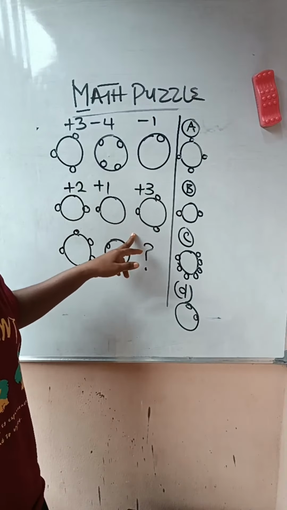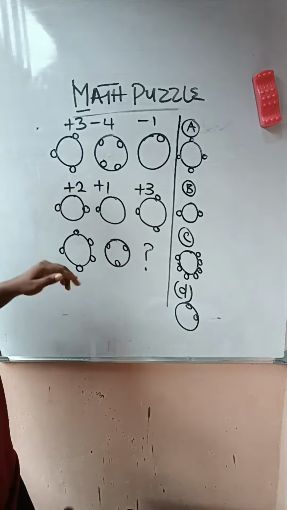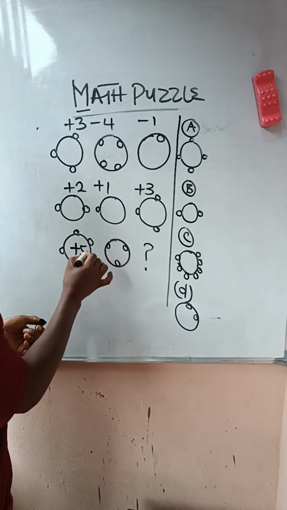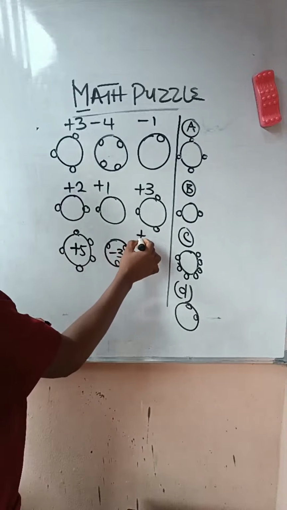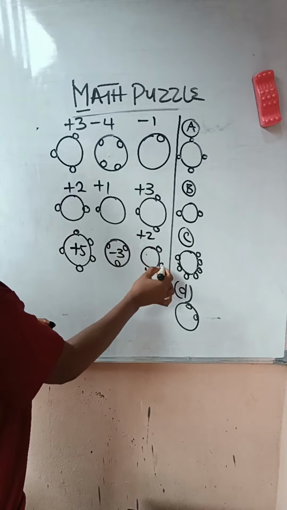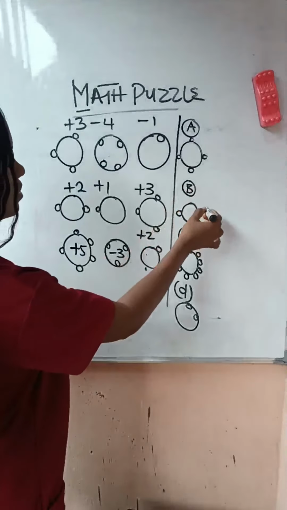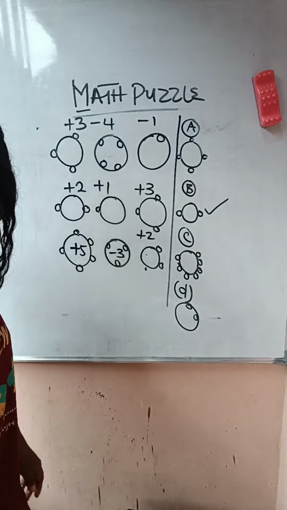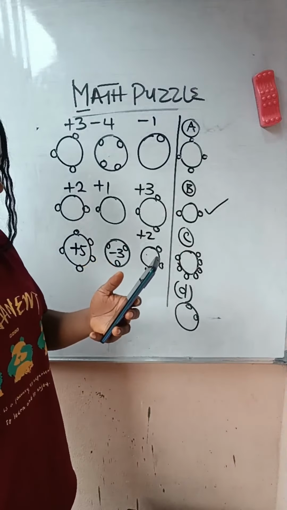Sitting says the answer is B. So that means the 3 should be outside. Now, if we look at this, this is plus 5. This is minus 3. 5 minus 3 will give us plus 2. So it's going to be a circle with 2 circles outside. And when you look at that, that is option B. Yeah. I hope this is interesting. This is interesting, right?